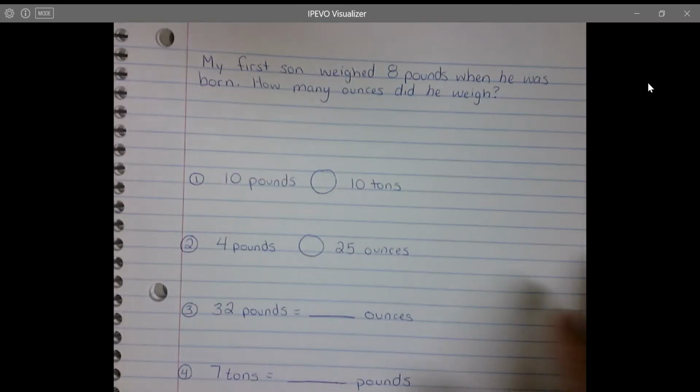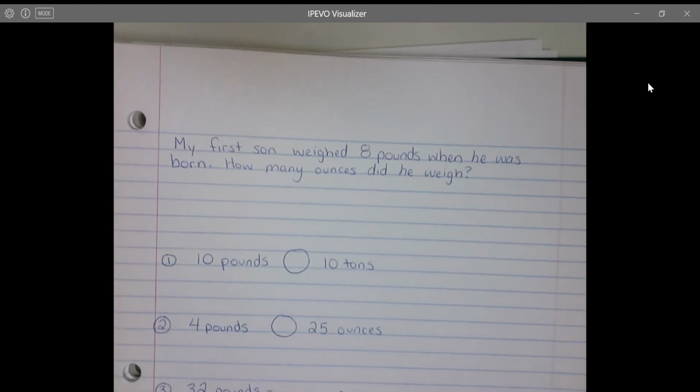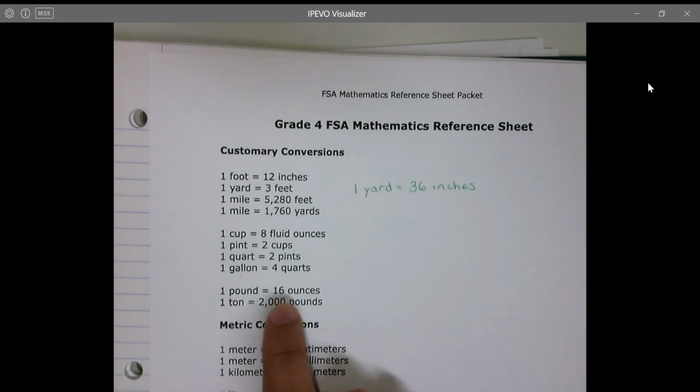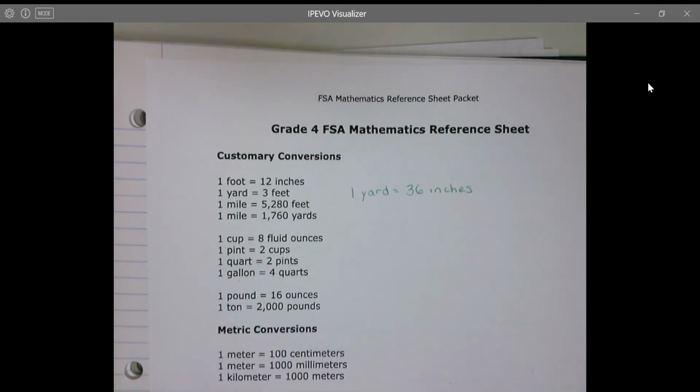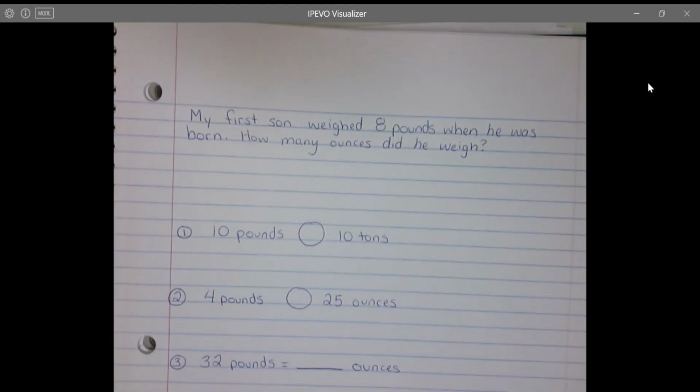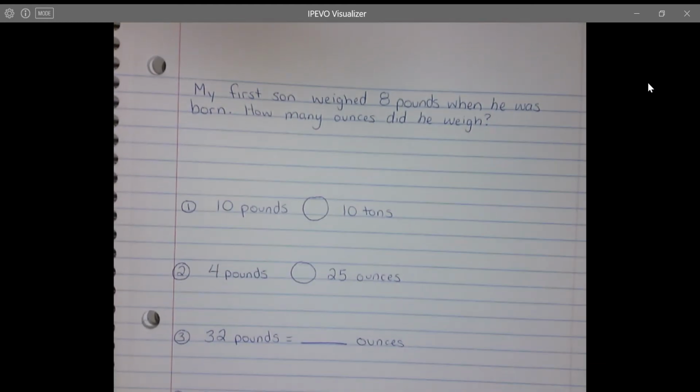For today's lesson, we're still going to continue on the customary system. So we're still using this top part of this section. Now we're going to be dealing with weight, so we're going to be using this section here, these facts. All right, the first question I have is that my son weighed 8 pounds when he was born. How many ounces did he weigh?